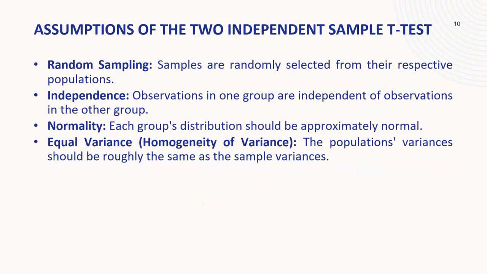Now let's discuss the assumptions of the two independent sample t-test. The first assumption is samples are randomly selected. Observations in each of the groups should be independent, that is, they should not get influenced by each other.